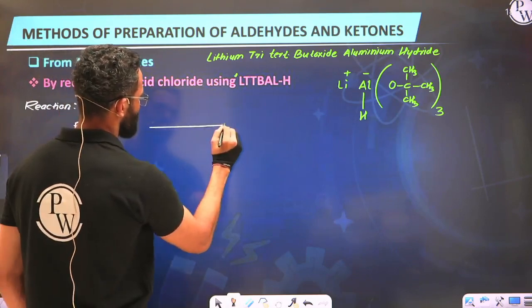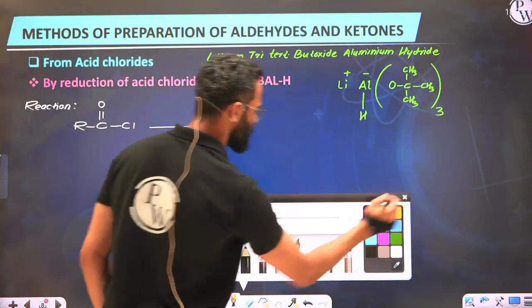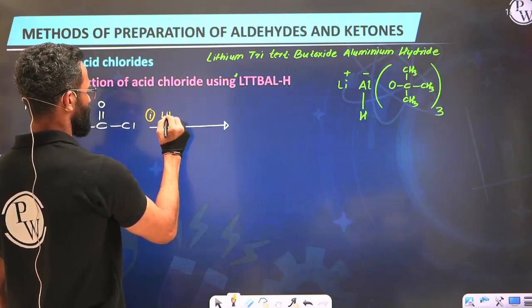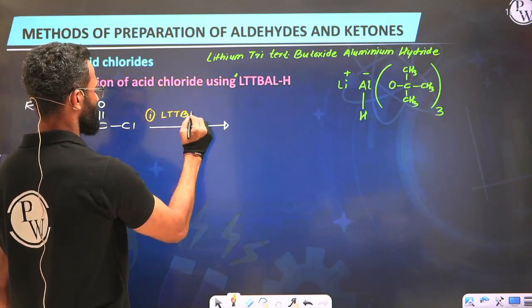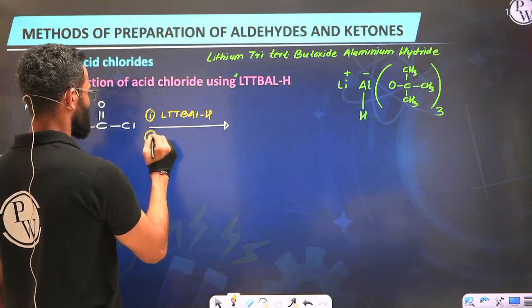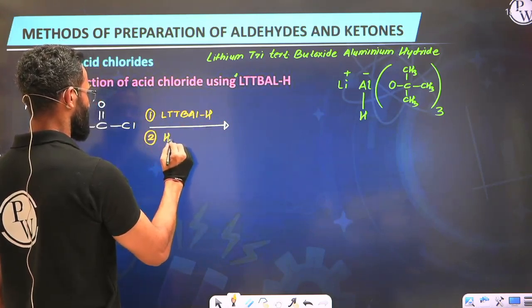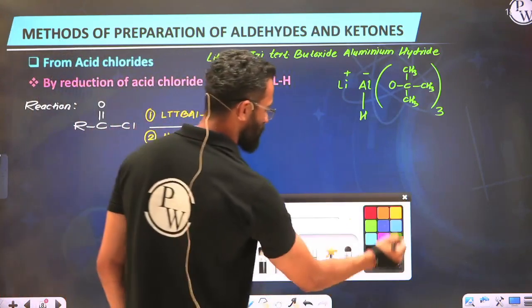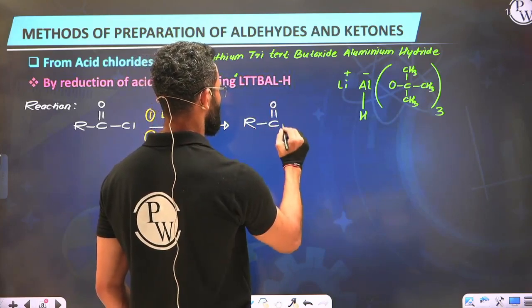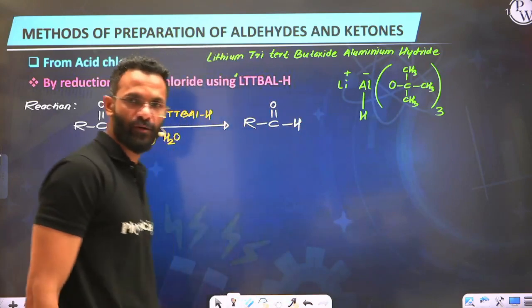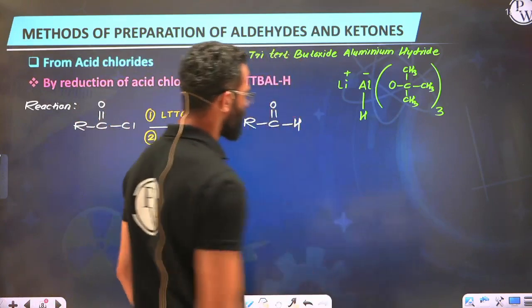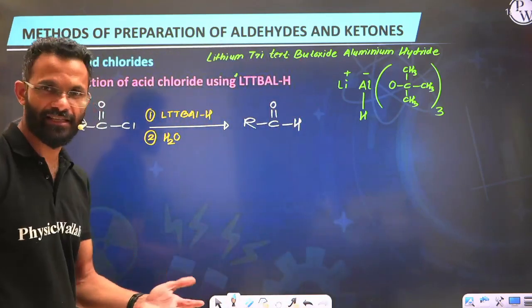And acid chloride is allowed to react with the first reagent here, LT-TBAL-H, followed by hydrolysis. That will convert this acid chloride into aldehyde and no further reduction will take place. Okay everyone, now let's see how exactly this conversion is being carried out. Mechanism is out of scope for you, but I'm just explaining it to you for your understanding, that's it.